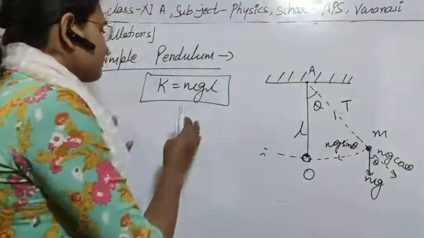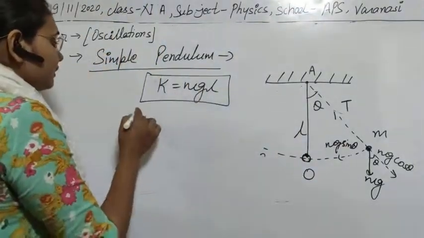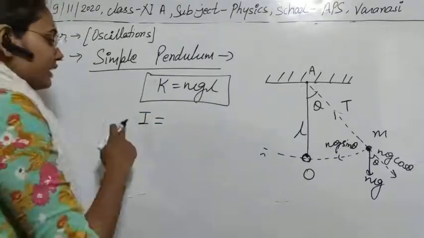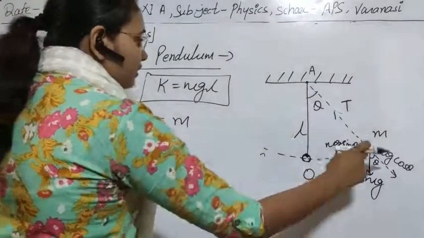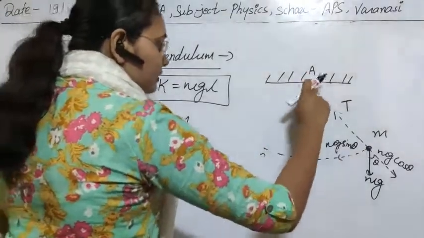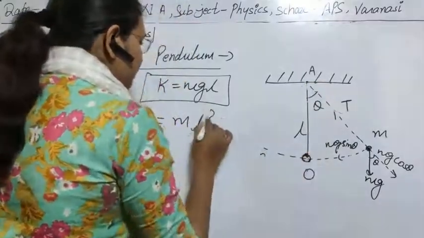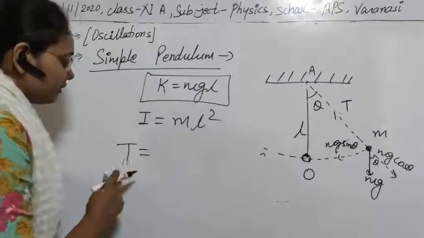Clear? And if you know this factor, then we can calculate the inertia of the body. The inertia factor is simply mass into distance squared, where the distance is the length of the pendulum. So this is equal to ml square. Clear?